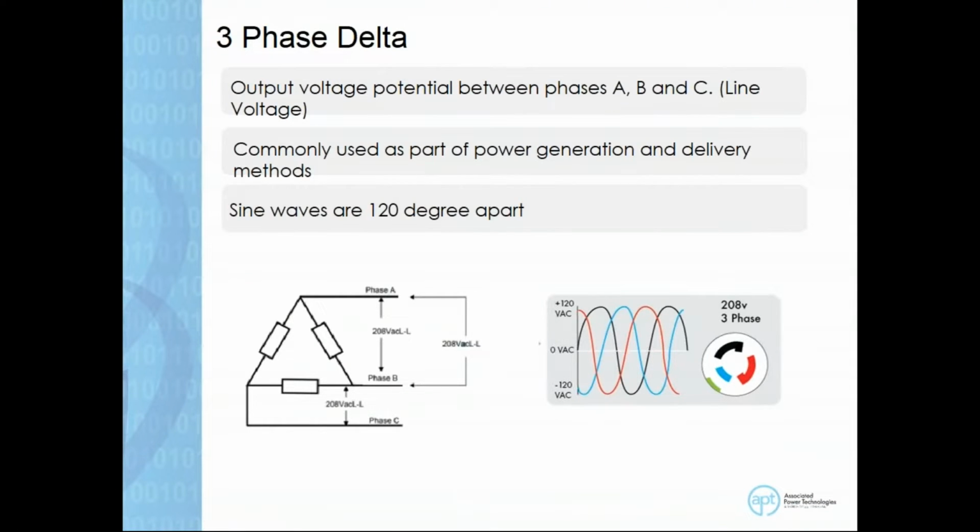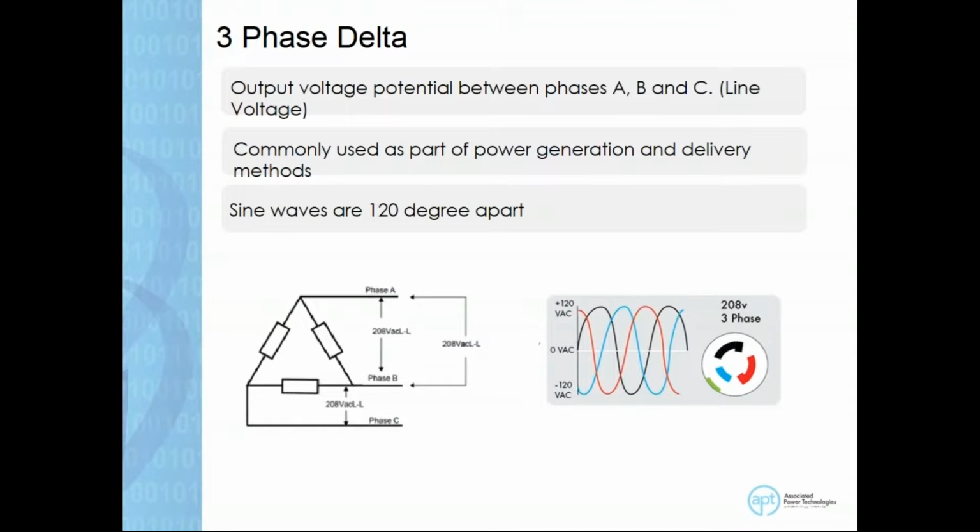Next, we're going to take a look at 3-phase delta. Now, 3-phase delta is used for motors that are really efficient and need a lot more power. Sometimes the motors are configured into a 3-phase delta configuration. You also see this when utility power is being delivered to substations. The transformers are wired into a 3-phase delta configuration.